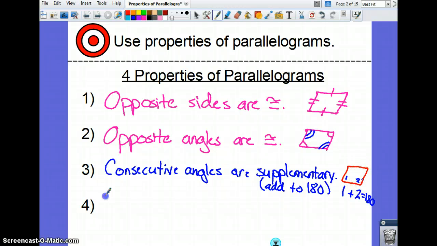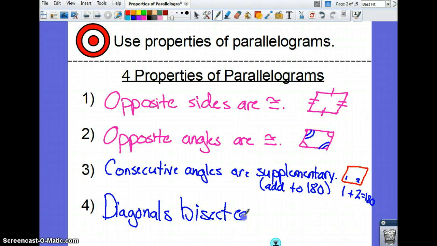Okay. And last but not least, the diagonals will bisect each other. Remember that bisect means to cut exactly in half. So in this parallelogram here, by drawing their diagonals, that means that this diagonal cuts this diagonal in half. So those are going to be congruent. And this diagonal cuts this diagonal in half, so they are going to be congruent. Not necessarily congruent to each other, but they cut each other in half.